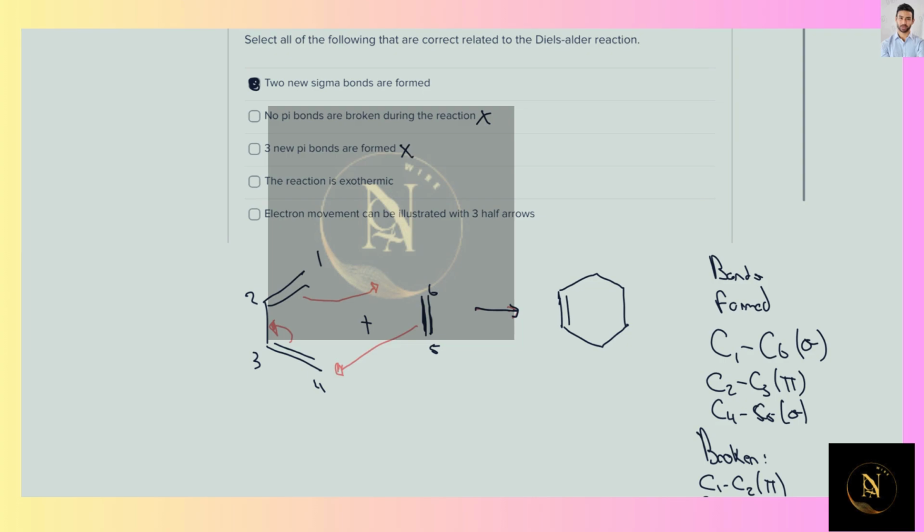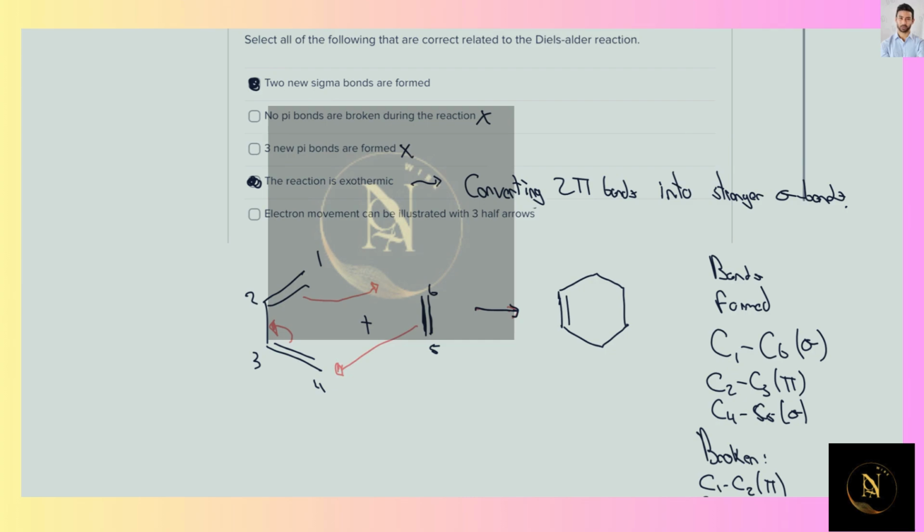The reason why it is going to be exothermic is that we're breaking 2 pi bonds. Well, actually, we're converting instead of breaking, because we're breaking 3 pi bonds, but we're essentially converting 2 pi bonds into stronger sigma bonds over here. And the electron movement can be illustrated with 3 half arrows.